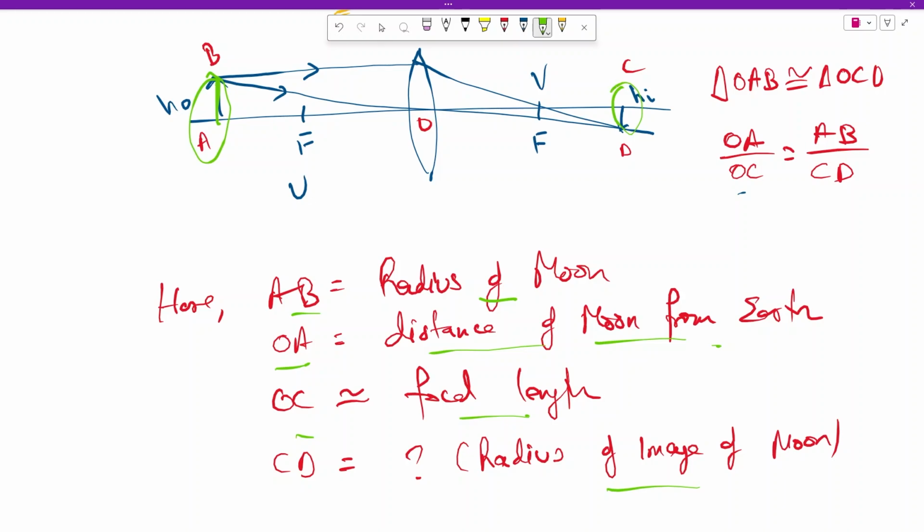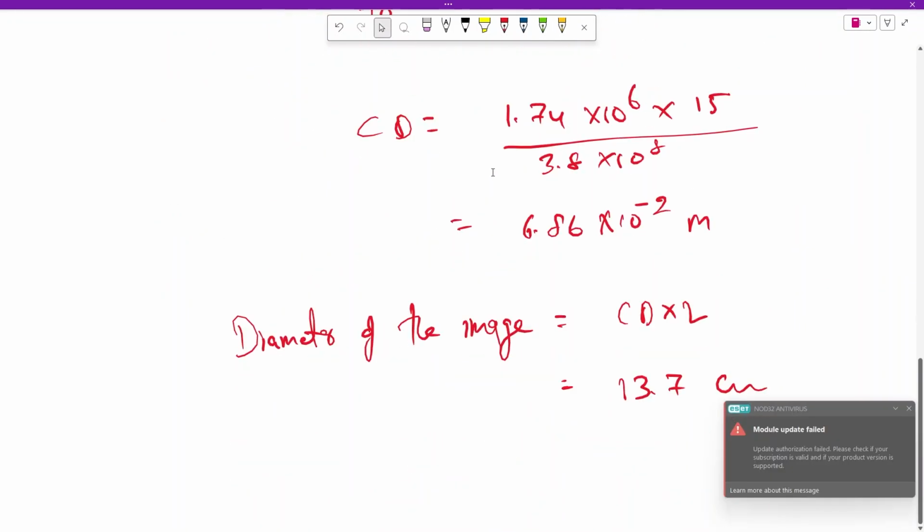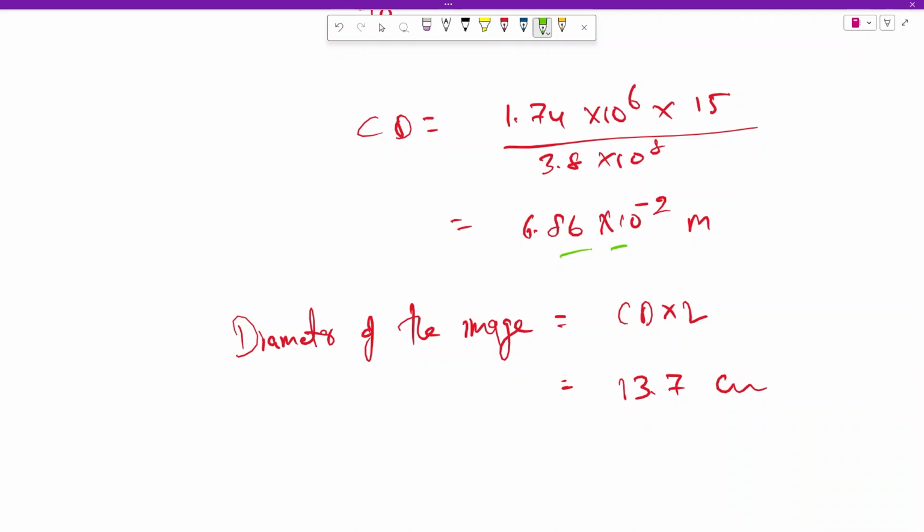So we can assume this condition, and from the property of similar triangles, using this ratio, we can easily calculate the value of CD, that is the unknown over here, the radius of the image of the moon. So substituting the values, we will get CD equals 6.86 into 10 to the power minus 2 meter. So we can easily calculate the diameter of the image now. The diameter would be equal to 2 times CD, that is 13.7 centimeter. Thank you.